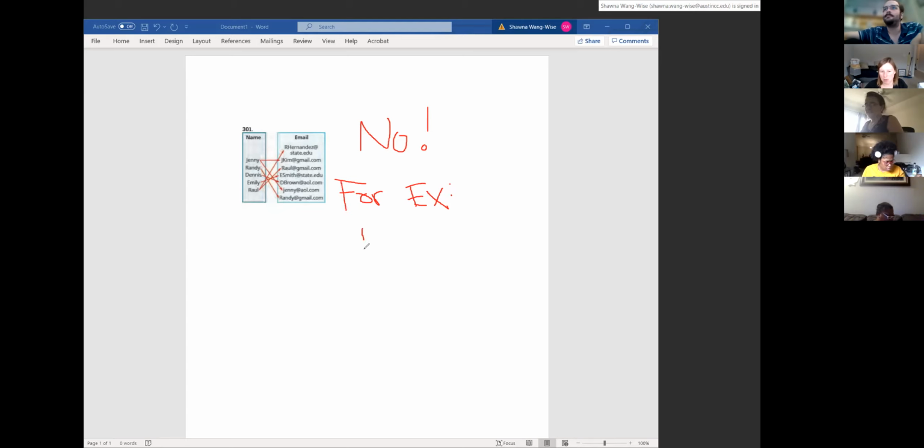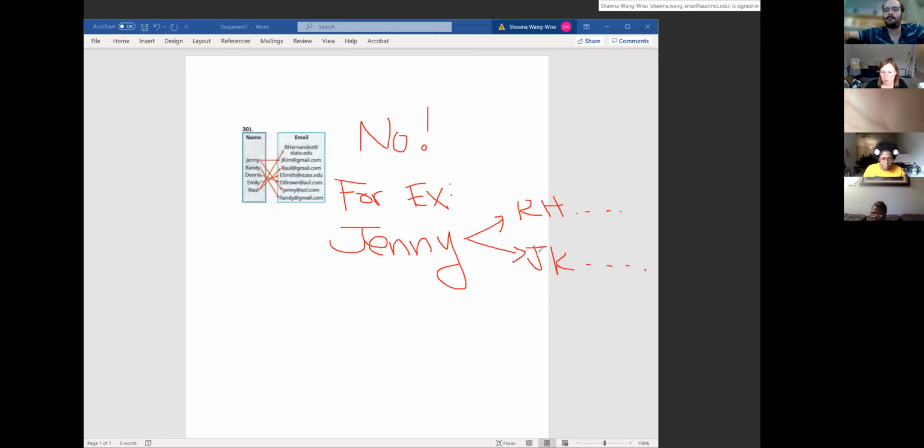So for example, Jenny has 2 emails, right? Jenny maps to R Hernandez, right? That's one of the things she maps to. And she also maps to J Kim. So that's your X going to 2 different Y's. There's your X, and then there's 2 different Y's. So that's why it's not a function.